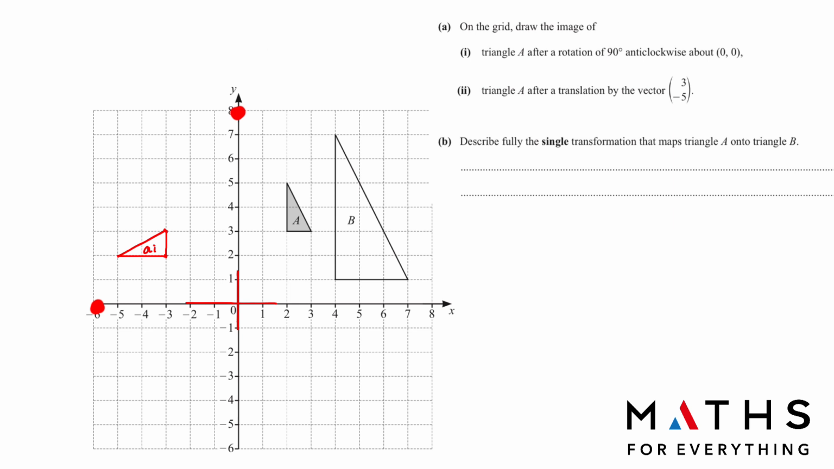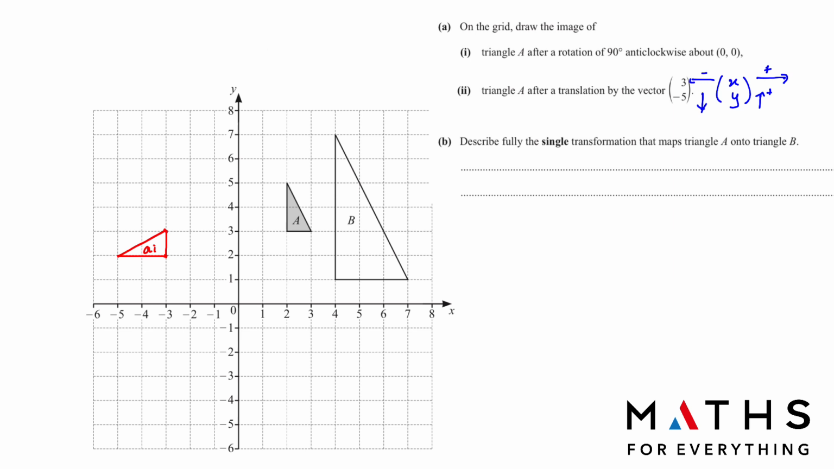Next, triangle A after a translation by the vector 3 and negative 5. The top represents your x and the bottom y. If x is positive, we shift to the right. If it's negative, we shift to the left. And the bottom one represents y. If it is positive, we shift up. If it's negative, we shift down.